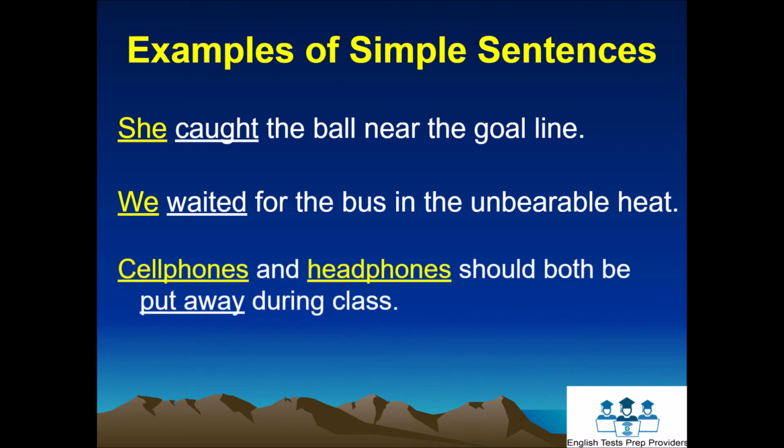Now, in our third sentence, we have come across compound subjects, or we have 2 subjects, and they are cell phones and headphones. So let's read the whole sentence. Cell phones and headphones should both be put away during class. Cell phones and headphones are our subjects, while put away is our main verb. So this is also a simple sentence, even if there are two subjects.